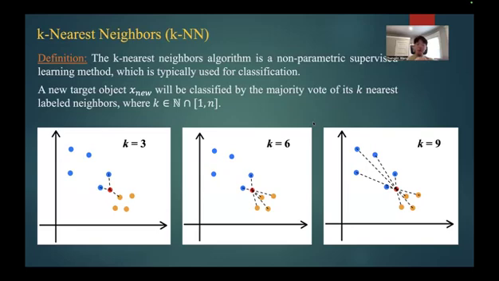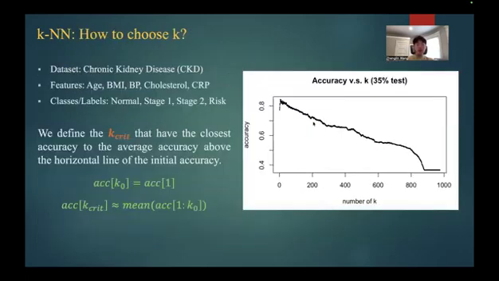When k changes from 3 to 6 to 9, the final decision for the current point is classified as blue, then yellow, then blue again. This means that changing k changes the final decision a lot, so k is definitely a very important hyperparameter in this context. So the first question comes out: how to choose k?